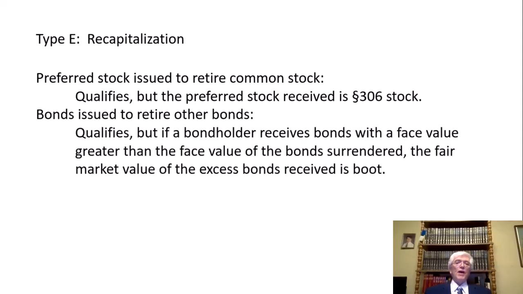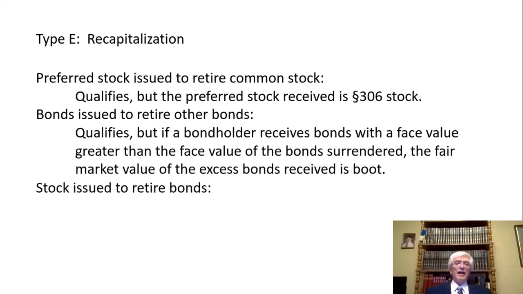Bonds issued to retire other bonds. Well, that qualifies as long as you're just swapping bonds for other bonds. If the bondholder receives bonds with a face value greater than the face value of the bonds surrendered, the fair market value of those excess bonds received is boot. So you issued some bonds some years ago, and now they are selling at a big premium because the interest rate has dropped, let's say, from the time you issued until now. So the bonds are selling at a big premium, and you'd rather get something closer to par, so you swap out those bonds for other bonds. Well, you're going to have to give more par value bonds to the bondholders in exchange for their premium bonds. And so the fair market value of that excess is going to be treated as boot, and they're going to have to recognize gain up to the fair market value of boot received. Otherwise, bonds issued to retire bonds are fine.